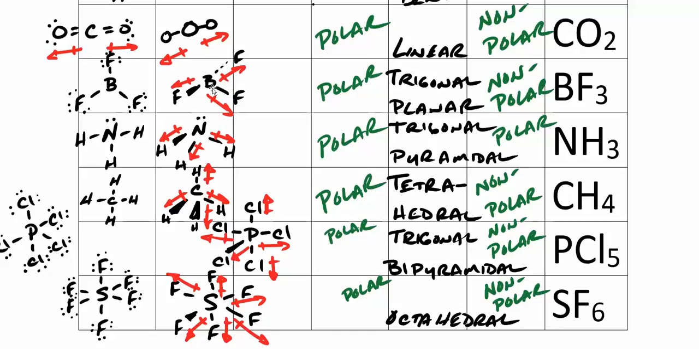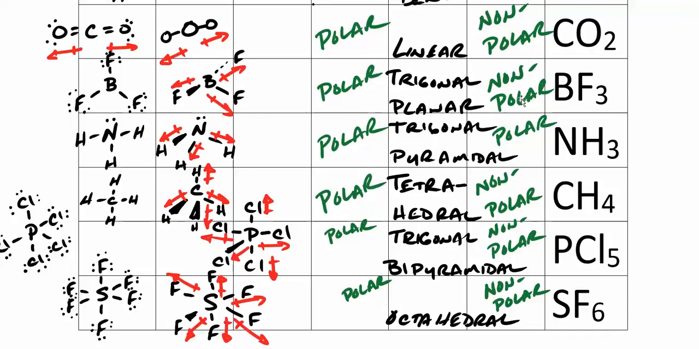This arrow and this arrow completely cancel each other out. And so even though the bonds are polar, boron and fluorine not the same atom, the bonds are polar, the entire molecule non-polar.